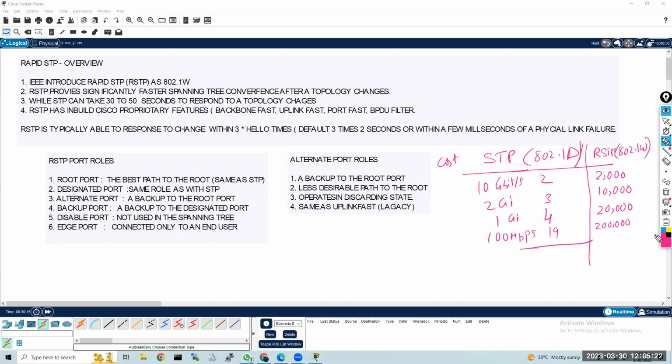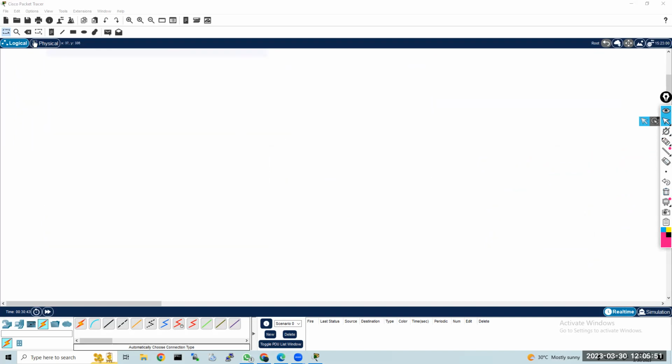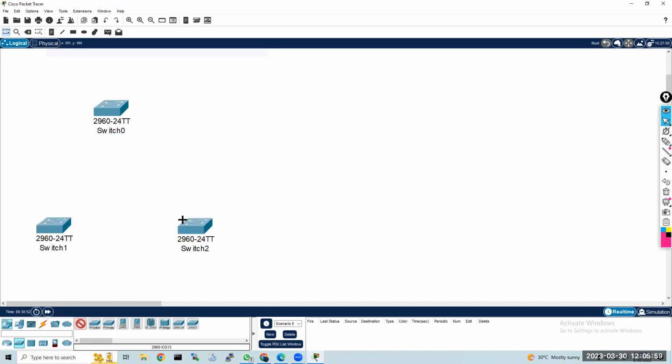Any questions here? No questions? Okay, lab. How can we do the lab here? What changes do we have to make? Let's say it looks the same as your spanning tree protocol. So let me bring up the switches now. Let's take 3 switches. Let them connect automatically.